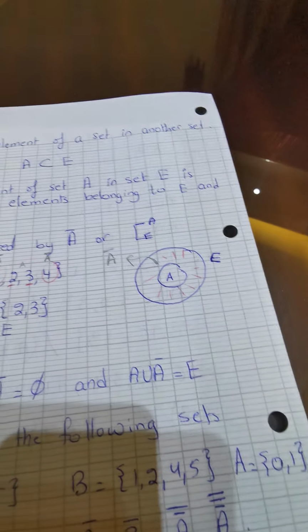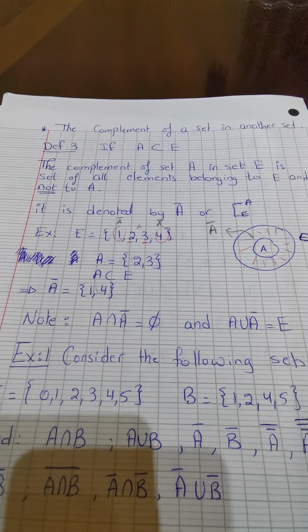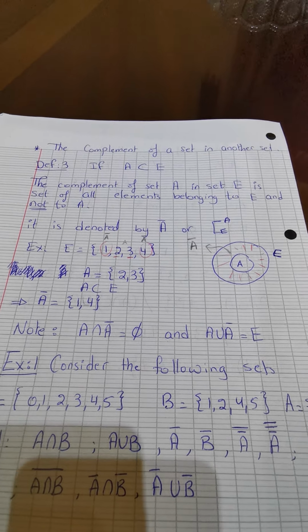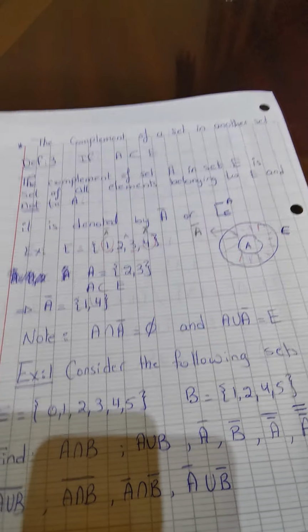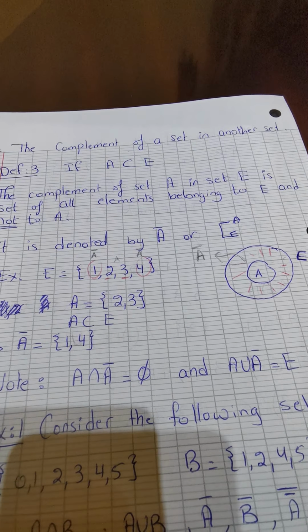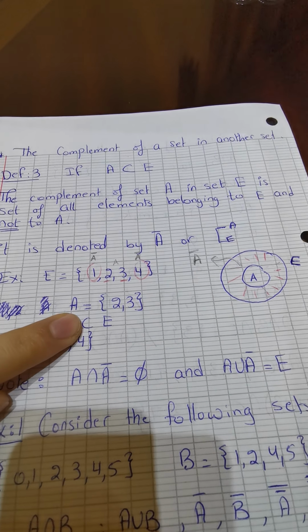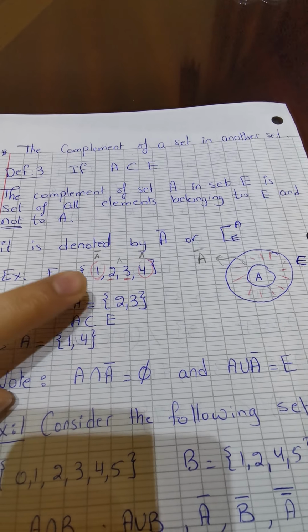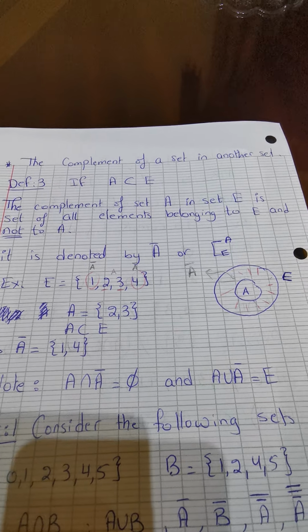So the complement of set A is denoted by A bar, and it is the set of all elements that belong to the big set E and do not belong to set A. For example, if we have the set E, which is 1, 2, 3, 4, and we have set A, which is 2, 3, here we can notice that set A is a subset of set E, where 2 and 3 belong to set E. Now we can find A bar.